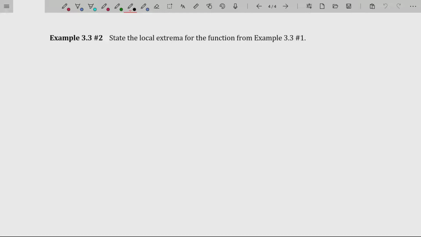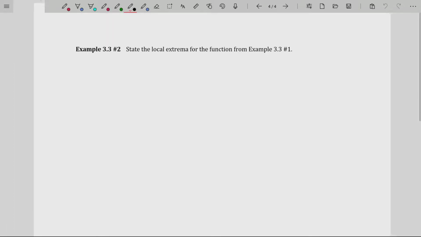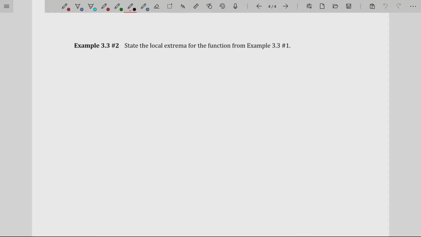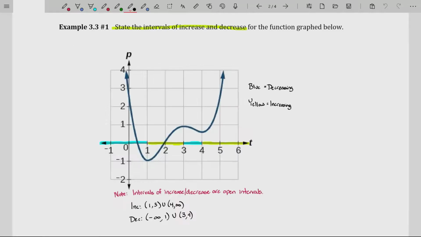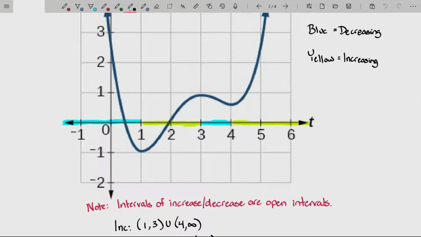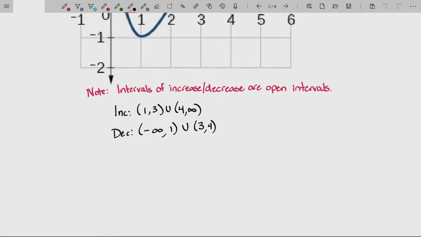I generally spend a lot of time on a problem just because I want to make sure that people are with me. But let's state the local extrema for the problem in example 3.3, number 1. In other words, the very first example in this talk. And that would be this bad boy right here. This example, we want to go ahead and state where the local maximums and local minimums are. Let's start with local maximums. In fact, I'll write that down here so that we know what we're aiming for.